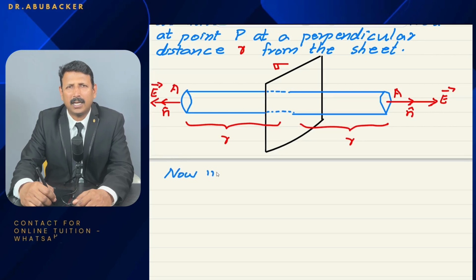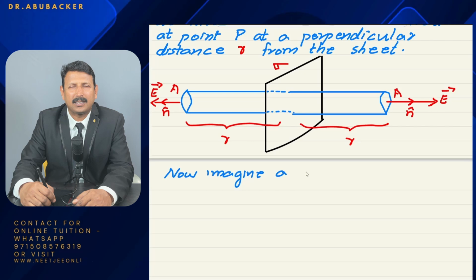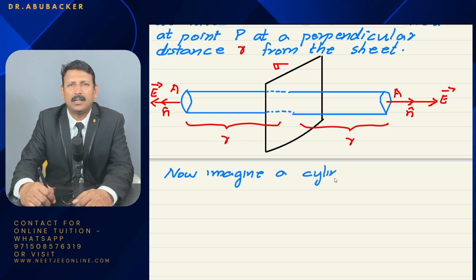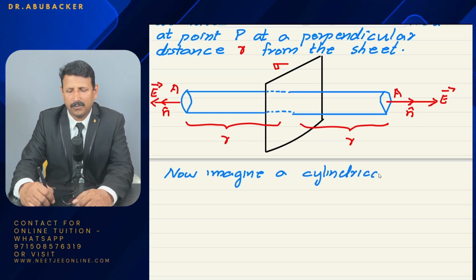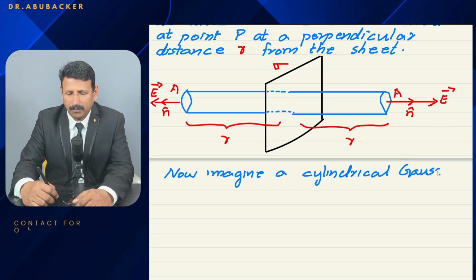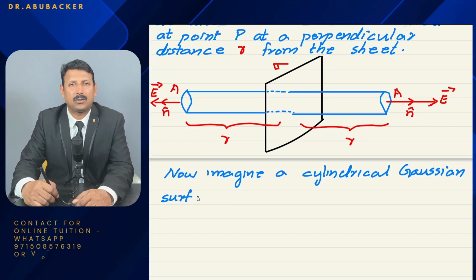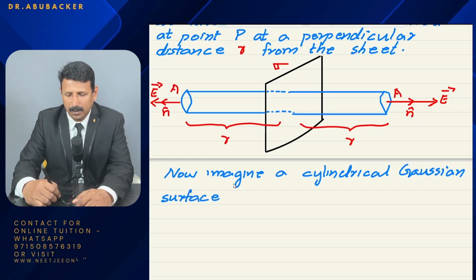One more thing to mark: the direction of the electric field on the side of the cylinder, that is CS, the curved surface area of the cylinder. That we can mark after a few steps. So what do we want to imagine now? Now we want to imagine that Gaussian surface concept, let me write.